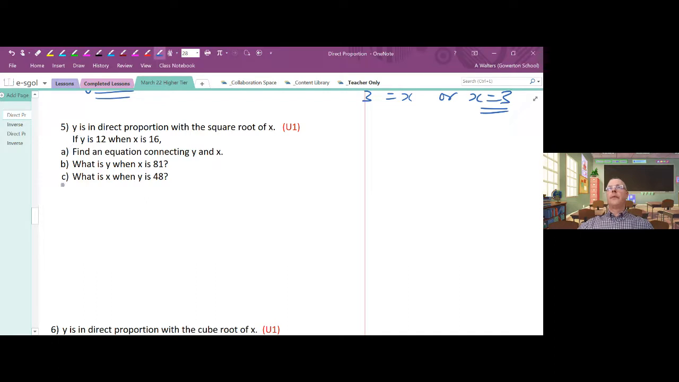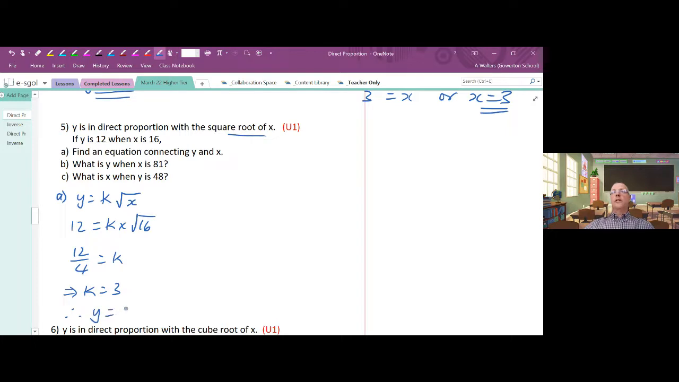Question 5. Y is directly proportional, so it's y equals k times the square root of x. So you've got to get that right. It's the square root of x, some constant times the square root of x. So now I'll substitute for y. It's always the same process. And I'm replacing x with 16. Now, you all know the square root of 16 is 4. So 12 divided by 4 is equal to k. So in other words, k is equal to 3. And we have a formula y equals 3 times the square root of x.